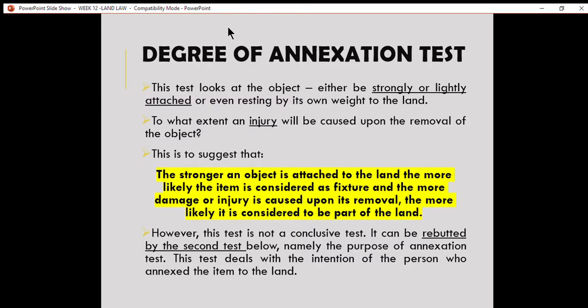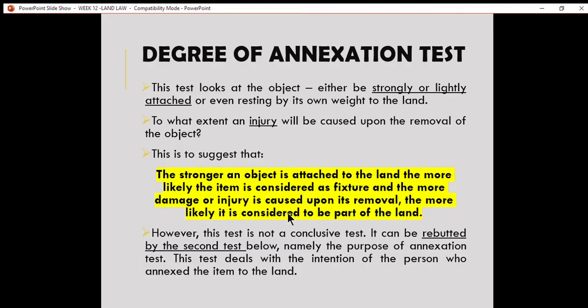So we discussed the first test, the degree of annexation test. This test looks at whether the object is strongly or lightly attached, or even resting by its own weight on the land, and to what extent an injury will be caused upon the removal of the object. Based on this test, the stronger an object is attached to the land, the more likely the item is considered a fixture, and the more damage or injury is caused upon its removal, the more likely it is considered to be part of the land.